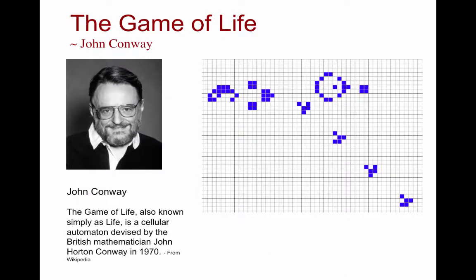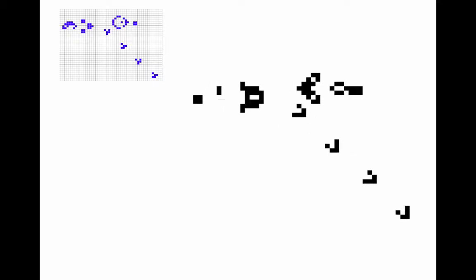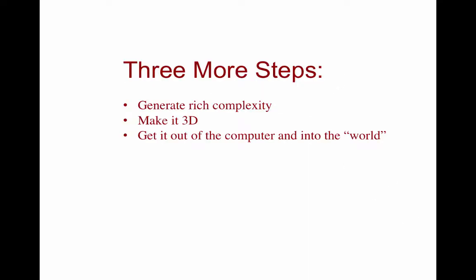Game of Life by John Conway. And here we see again a set of rules of which squares are white, or in this case blue. There are many gizmos made in Game of Life, and one of them is a glider gun. So here, this arrangement is manufacturing those little gizmos. Well, there we go. We are computationally manufacturing. We just need 3 more steps: generate rich complexity, make it in 3D, and get it out of the computer into the real world.